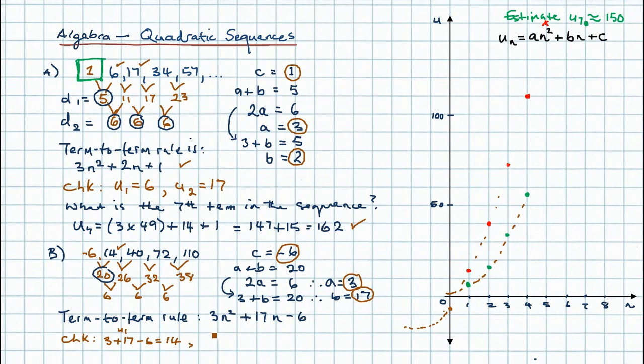Just a final check though on U2. Let's write that there. So U2 is going to be 2 squared, which is 4. 3 times 4, 12. Plus 2 times 17, 17 times 2, 34. Minus 6. Well, 12 plus 34 is 46. Minus 6 gives us 40, which again coincides, is basically our second term there. And so having done the first and second term, that's enough of a check to be confident that we've got our term-to-term rule. Okay.